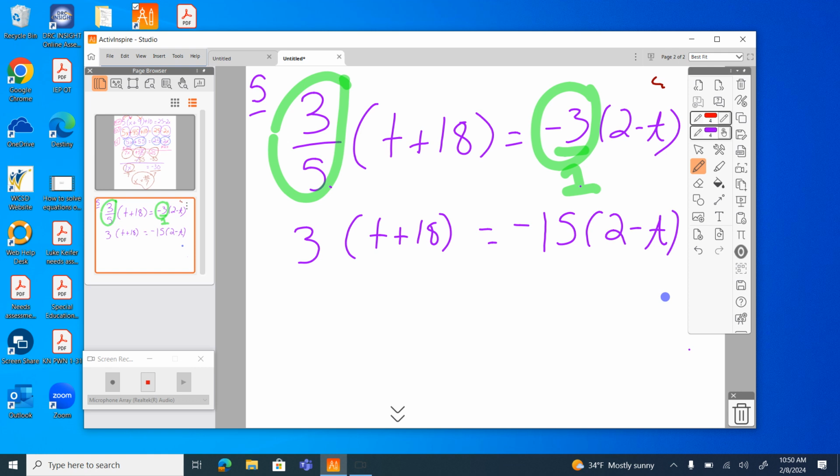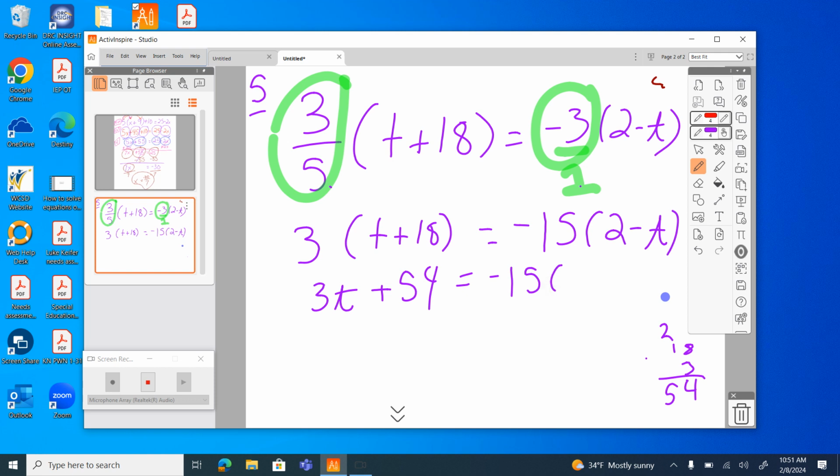What's 3 times 18? 8 times 3 is 24, right? 54. No, it's 48. Carry the 2. Less than your eight. 3 times 1 is 3. I thought that was a 2. That's okay. Oh, hold on a second, and I can distribute this.